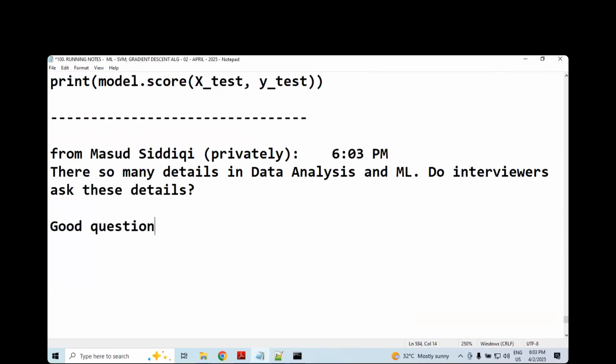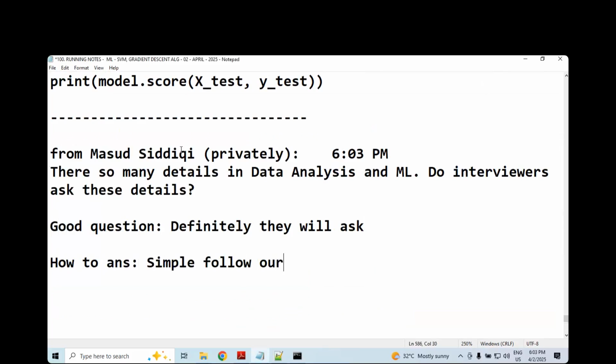Good question, sir. Definitely they will ask. Daniel, how to answer? Simple. Follow Daniel's method. I followed one order. First, what I covered? Python. Next, what I covered? Pandas. If you are able to understand all pandas, data analysis operations you can apply. I mean, you can answer. That's what follow the order actually.